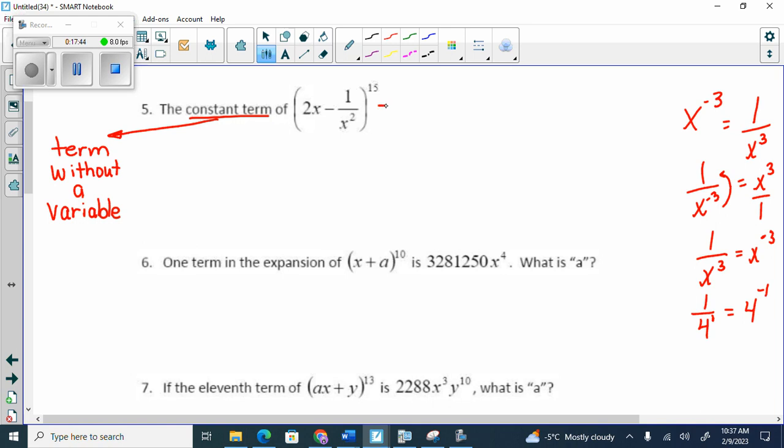Okay. So we can rewrite this as 2x plus... Make the negative join that, right? If I want to take this x squared and bring it up, what would I write it as? X to the negative 2. So negative 1 would still be there, and this is going to join it. So it's going to be x to the negative 2 to the 15.